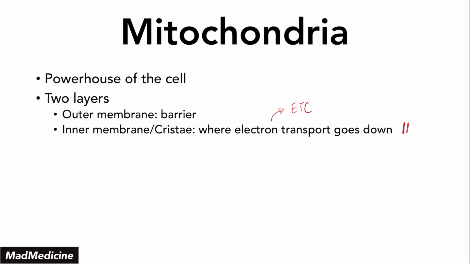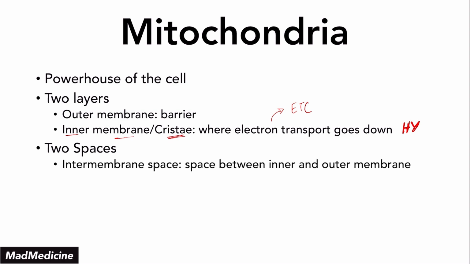By the way, this is a very high yield topic. You need to know where the electron transport chain occurs. It is in the inner membrane, or the cristae, of the mitochondria. And within those two layers, you also have two spaces. The first space is called the intermembranous space. This is the space between the inner and the outer membrane. And then you have the matrix, which is a space within the inner membrane or within the cristae. So I'm going to draw it, I'm going to show it to you, and then we're also going to see an actual picture of it.